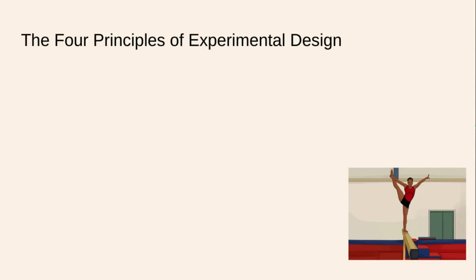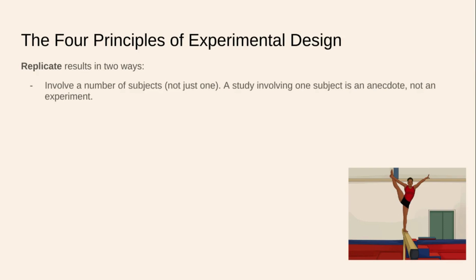All right, there are 2 more principles of experimental design we need to discuss. The first is replicating results, which we do in 2 ways. First, we involve a number of subjects and not just one. It's pretty obvious. A study involving one subject, so says our textbook, is an anecdote, not an experiment. It's just an account, all right? If we involve multiple subjects, that is a true experiment.